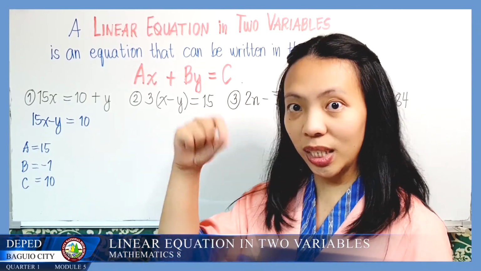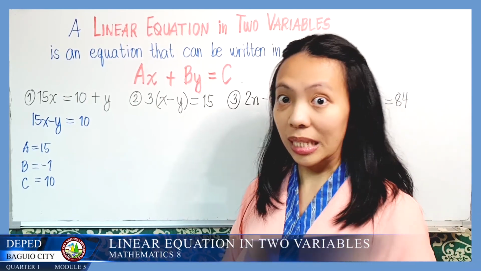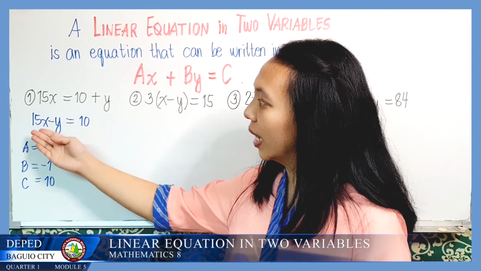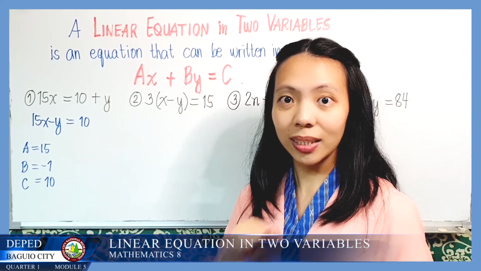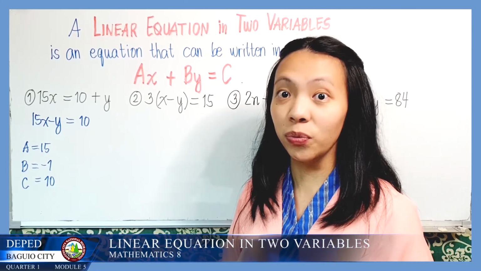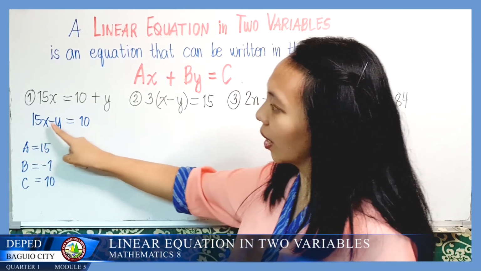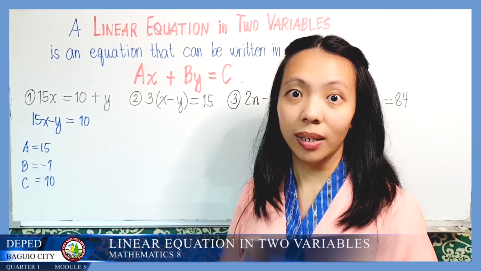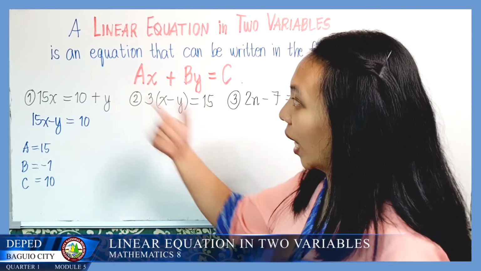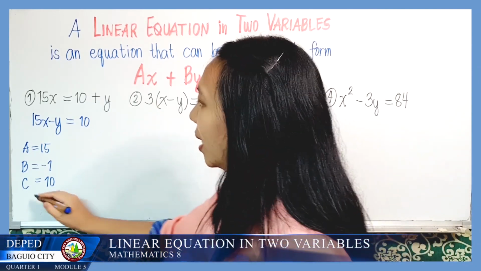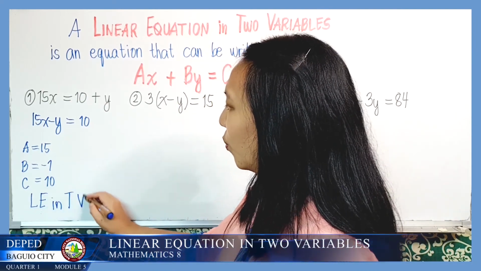First qualification, check. Next, do we have two variables? Yes, we have two variables, and they are x and y. Second qualification, check. Next, are the exponents of both variables 1? The exponent of x is 1. The exponent of y is also 1. Third and final qualification, check. Therefore, the example in number 1 is a linear equation in two variables.